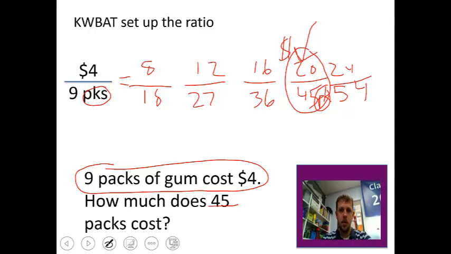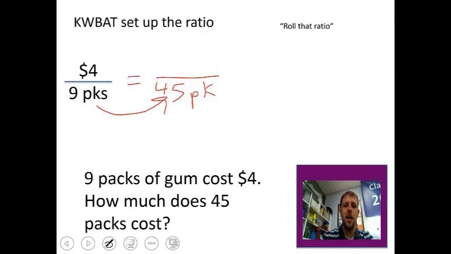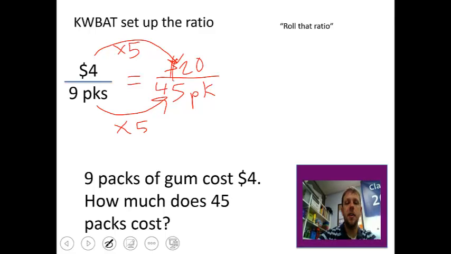Now you're like, oh, Mr. Hambley, I'm not in 5th grade anymore. All right, well, let's go ahead and just set up a proportion. I know that 45 packs could be placed in the bottom. I could create an equivalent ratio with an equal sign, and I can use a scale factor. So we figure out how do we get from 9 to 45, and that's times 5. Whatever you do to the bottom, you have to do to the top, so that's times 5 as well. All right, $4 times 5 is $20, and I can figure it out just like that. All right, that's about a 6th grade, maybe pushing 7th grade level.